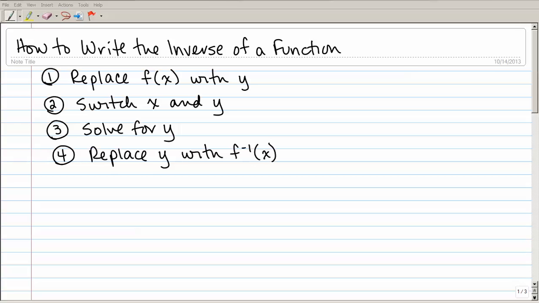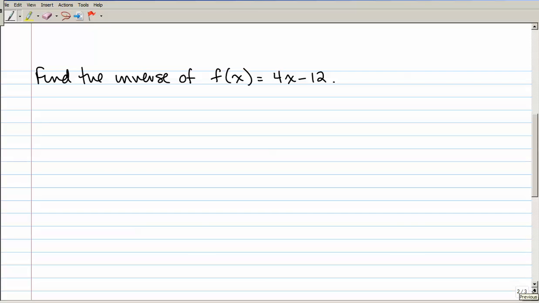Our second step is we're going to switch x and y. Step 3, solve the equation for y. And step 4, replace y with this funny looking notation that looks like f to the negative 1 power times x, but it's actually the notation that means the inverse of f of x. Let's take a look at a couple examples.